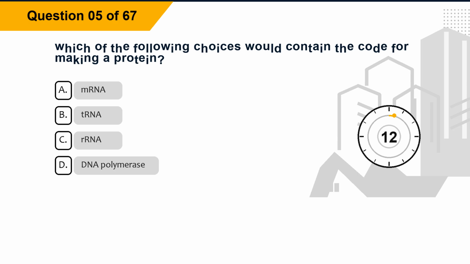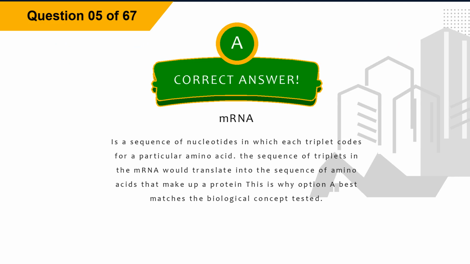Question 5. Which of the following choices would contain the code for making a protein? Option A, mRNA. Option B, tRNA. Option C, rRNA. Option D, DNA polymerase. The correct answer is Option A, mRNA.